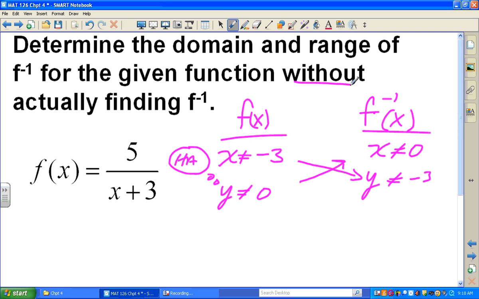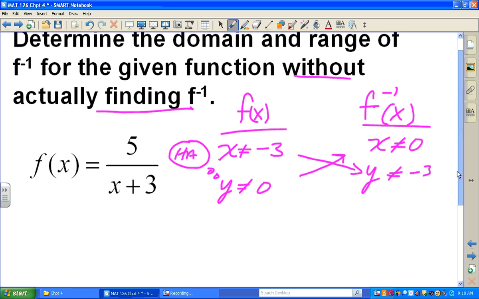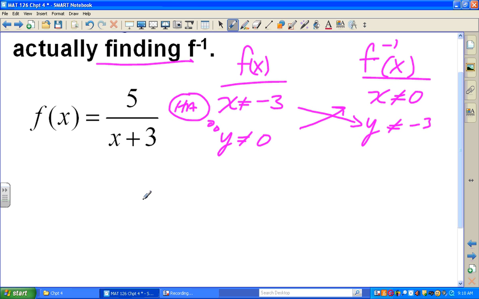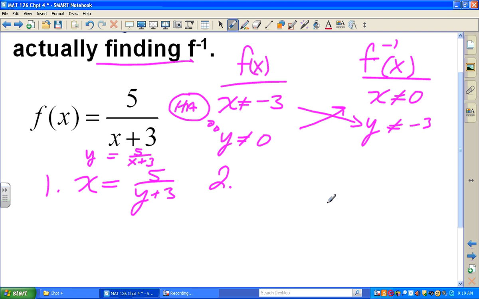Now it says without actually finding the inverse, but I think just for fun, we're going to find it. So we're going to switch the x's and the y's. Now it's an algebra problem. What's the first thing? Okay, so I switched the x's for the y's and the y's for the x's. Now I'm moving on. There's number one. What's the second thing we do now?